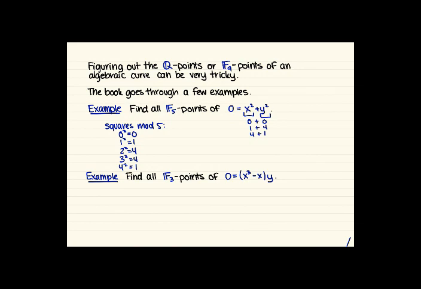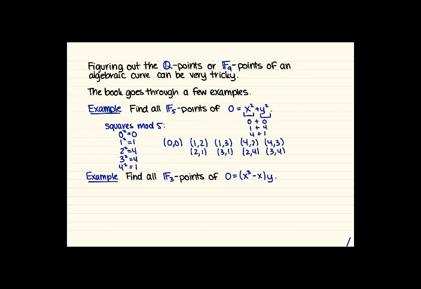So looking at all of the possible combinations that give us those, our points are (0,0), (1,2), (1,3), (4,2), (4,3), and (2,1), (3,1), (2,4), and (3,4). So those are all of the F5 points of this algebraic curve.